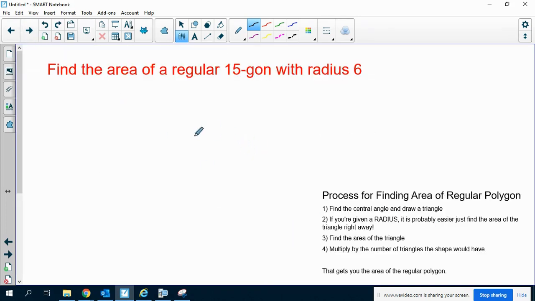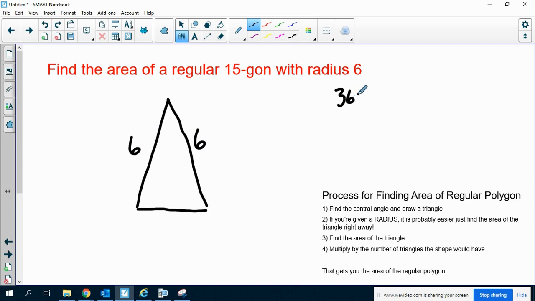One more quick example, a regular 15-gon. I'm not going to draw a 15-gon. That's too much work. But I can draw one triangle and then multiply the area of this triangle by 15. The radius is 6. That's going to show up on both sides. 360 divided by the number of sides gets me 24 degrees. So I have a 24-degree angle.